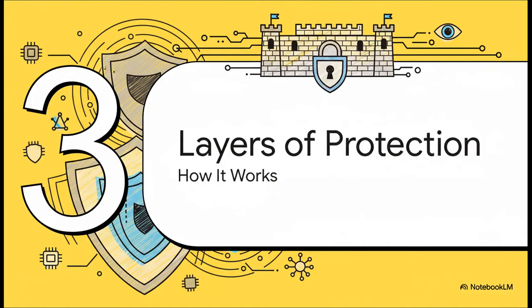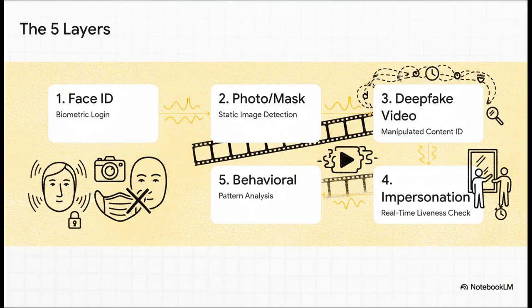All right, so let's actually peel back those layers and see how this digital fortress is put together. We're going to walk through the 5 key technologies that really make this whole system work so well. So here it is, the 5-layer defense. It kicks off with your basic Face ID, but then it gets way smarter by detecting things like photos and masks. Then it levels up to spot deepfakes, confirms you're actually live in real time, and, as a final safety net, it learns your unique behavior.